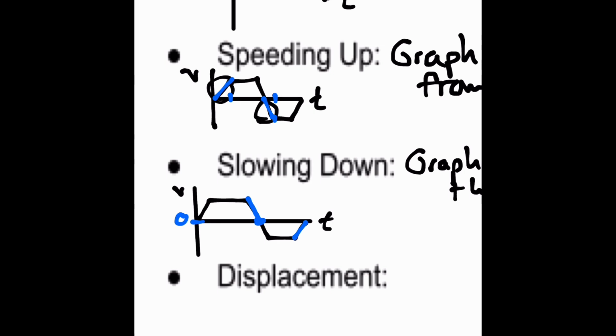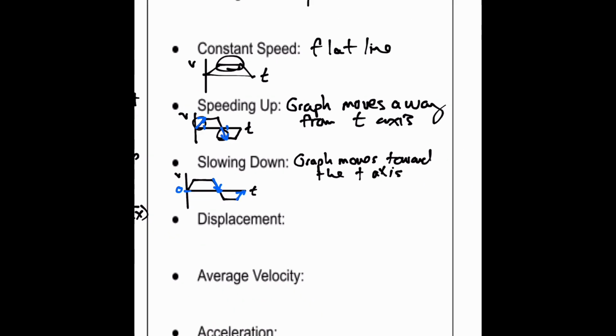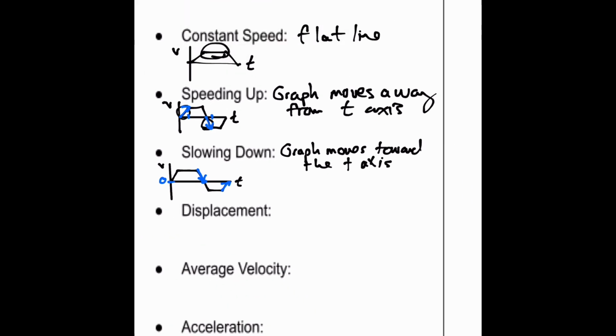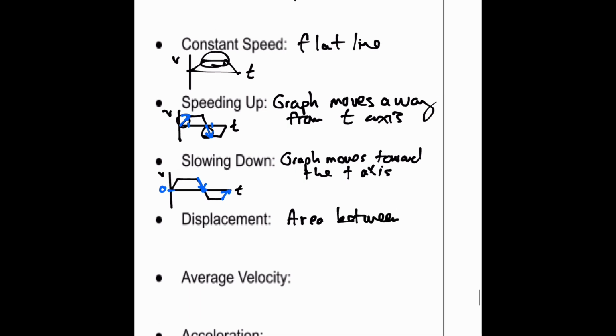So when the graph is approaching the t-axis as opposed to going away from the t-axis, you're slowing down, not speeding up. Displacement can be found by finding the area between the graph and the t-axis.